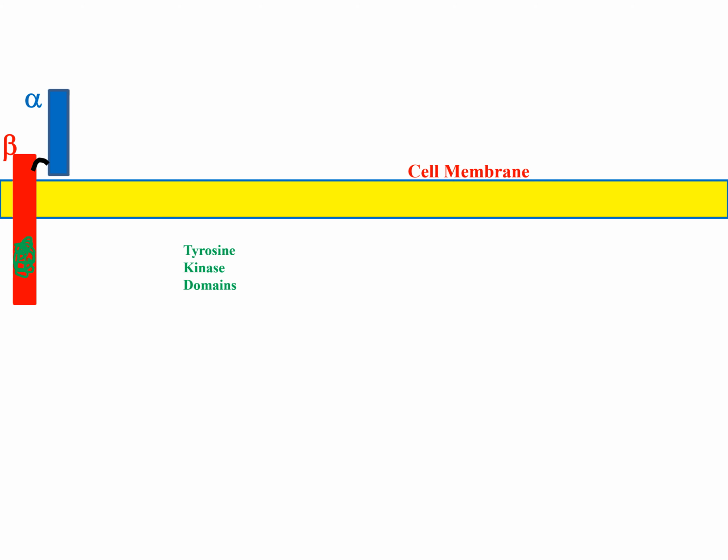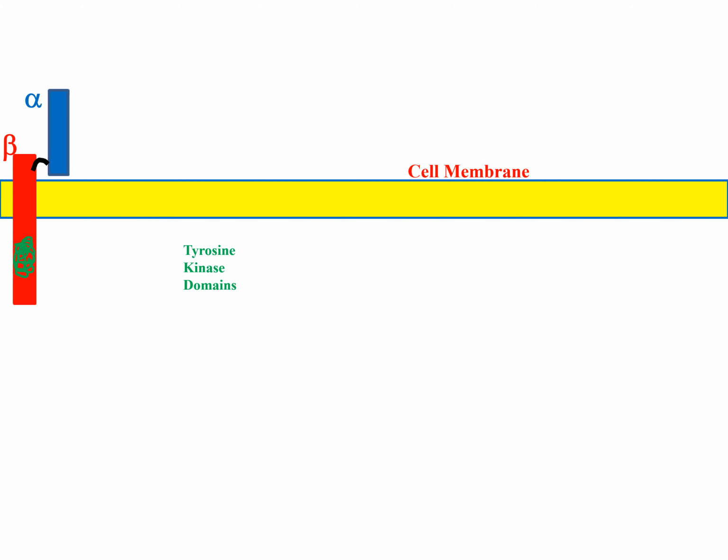So here we have the cell membrane. In the cell membrane, we have the insulin receptors, which are composed of an alpha subunit, which is located outside of the cell membrane. It's connected with a disulfide bond to the beta subunit, which spans through the membrane. Part of the beta subunit is a tyrosine kinase enzyme.